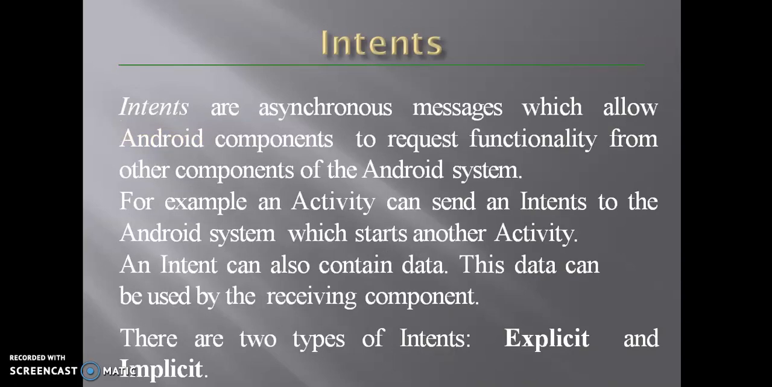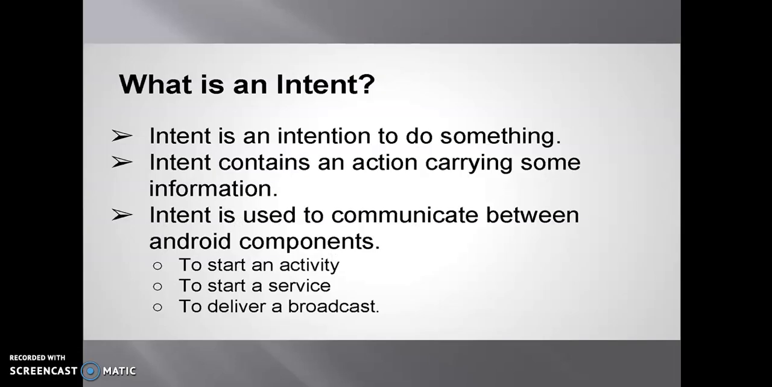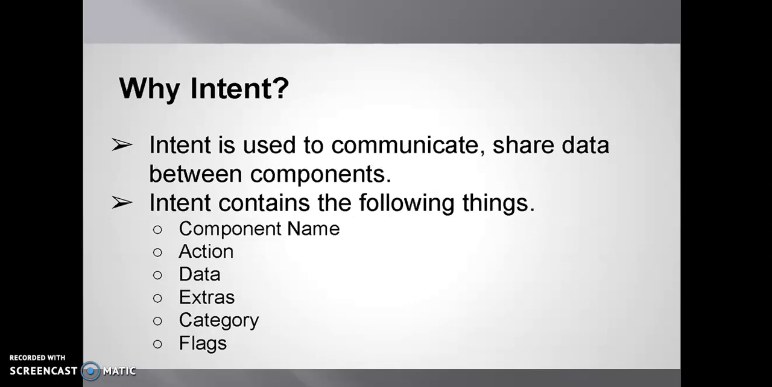For example, in a calculator app, suppose the first activity has a button called click to start, and when the user clicks the button, the intent takes you to the second activity and corresponding screen. That means the intent is used to communicate between Android components, like to start an activity, to start a service, and to deliver a broadcast. An intent contains the following: a component name, action, data, extras, category, and flags.